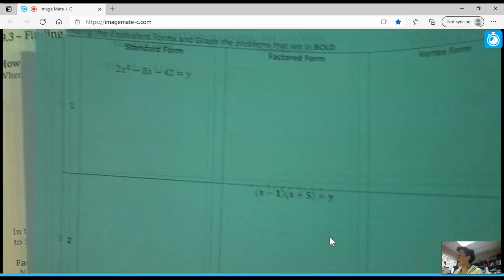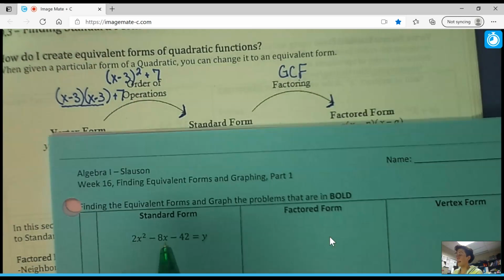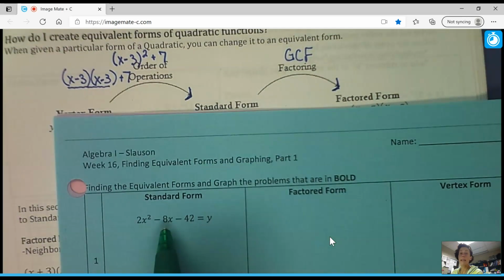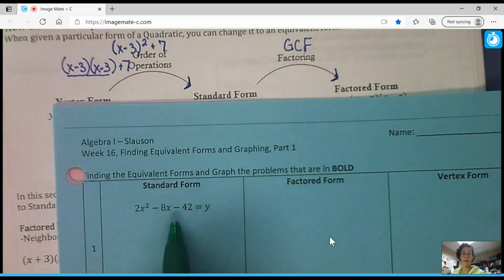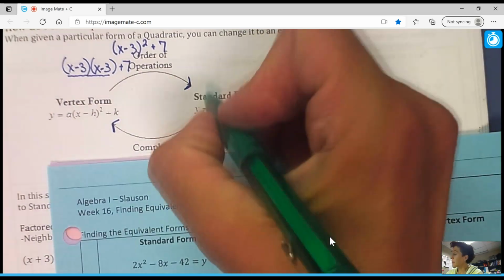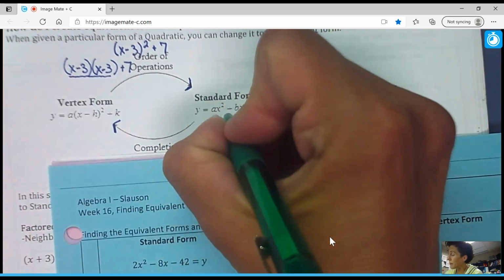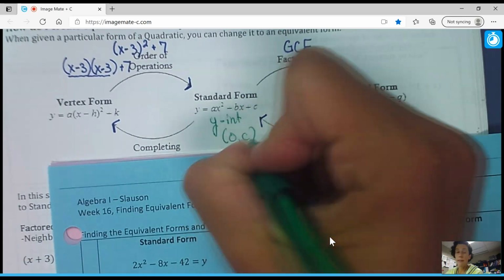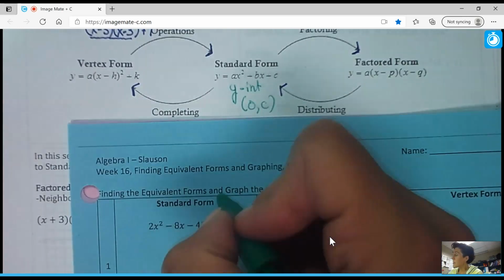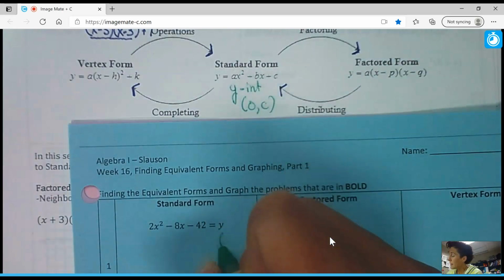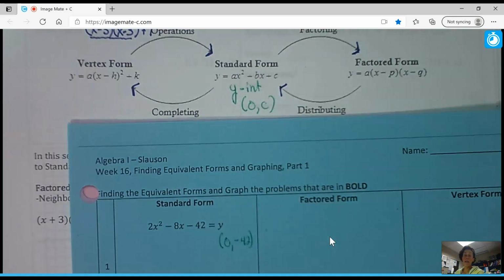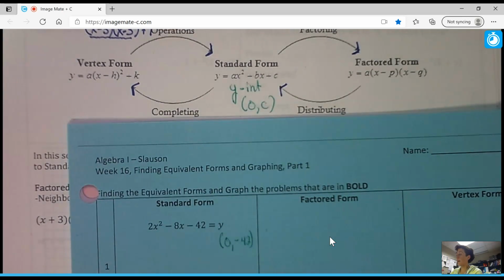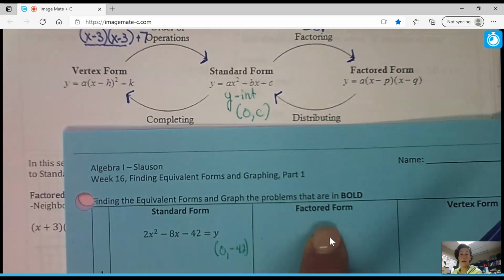So in this first problem, which we will not end up graphing, I'm in standard form. If you did have to graph it though, standard form does tell you the y-intercept. And just a reminder, it's 0 and then whatever the c value is at the end. So just looking here, my y-intercept is (0, -42). But now what we're going to do is get this into factored form and into vertex form. So let's start with factored form.